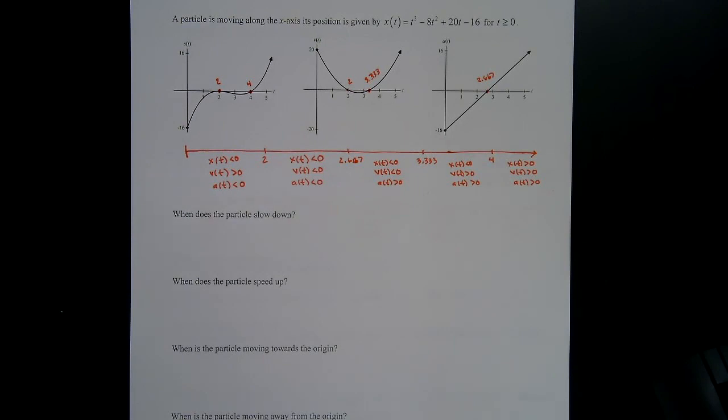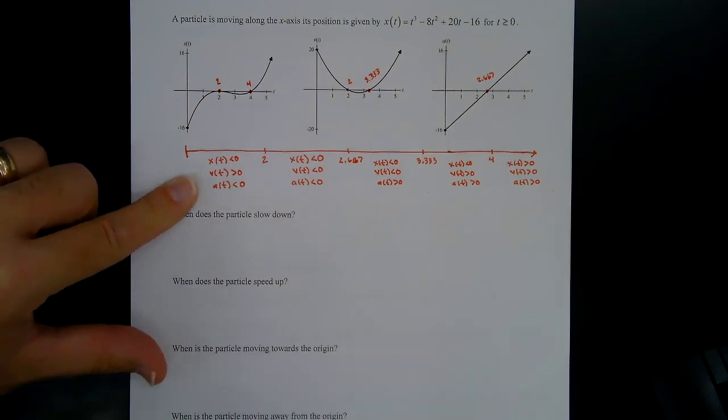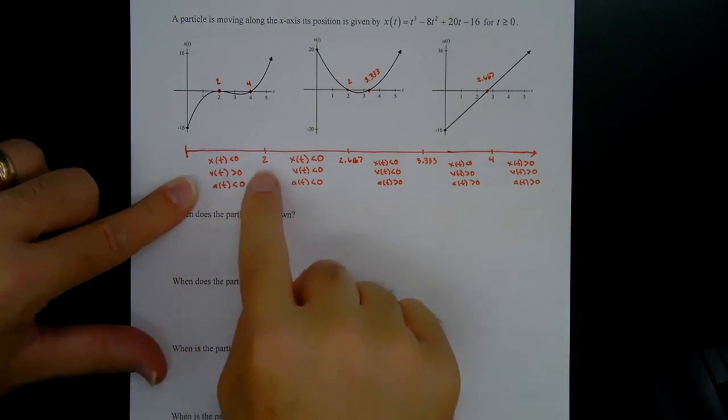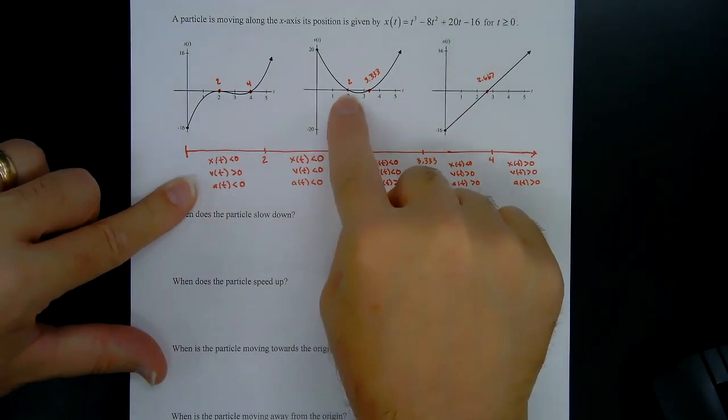So here you go. When does the particle slow down? How do we know when it's slowing down? We know it's slowing down when the velocity and the acceleration are opposite signs. So right here from 0 to 2, I know my velocity is positive and my acceleration is negative. Now, we have to be worried about these endpoints, right? At 2, we're definitely not going to include 2, because the velocity is 0 there, right?